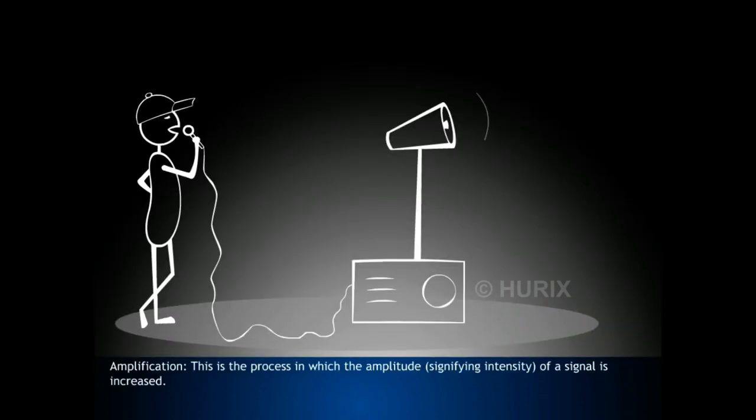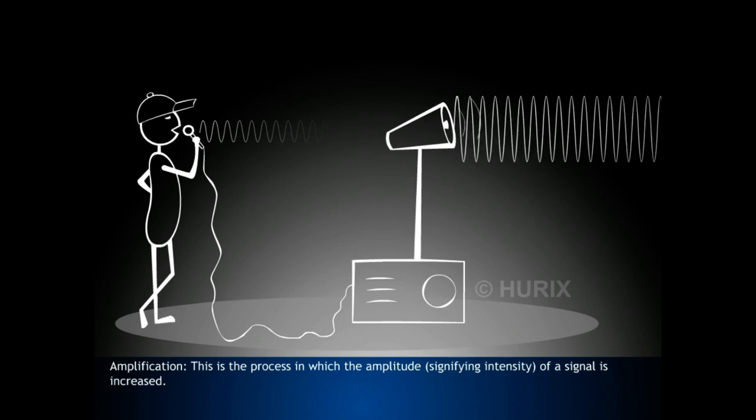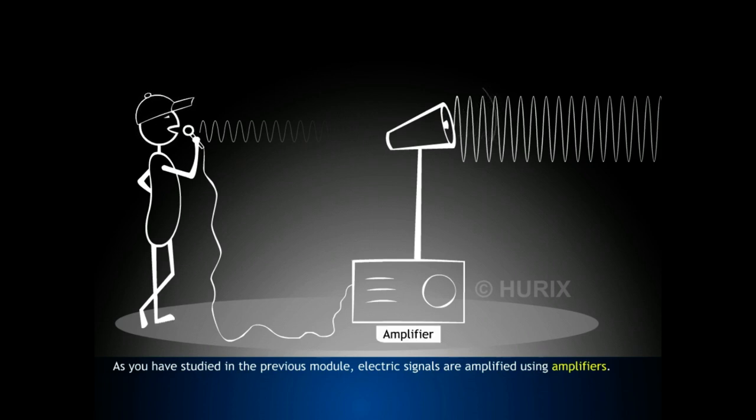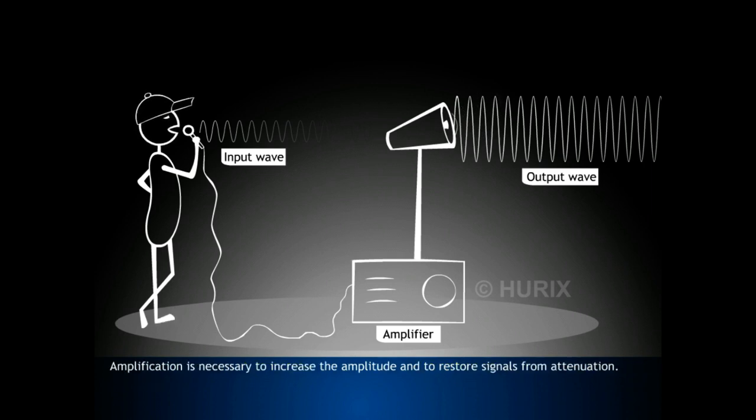Amplification. This is the process in which the amplitude, signifying intensity of a signal, is increased. As you have studied in the previous module, electric signals are amplified using amplifiers. The animation shows an input wave, an amplifier, and the output wave. You can see the increase in amplitude. Amplification is necessary to increase the amplitude and to restore signals from attenuation.